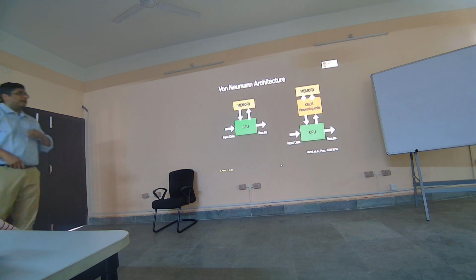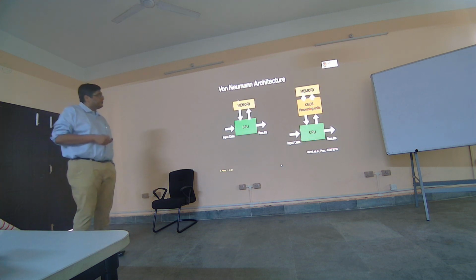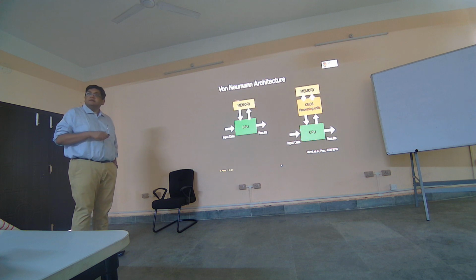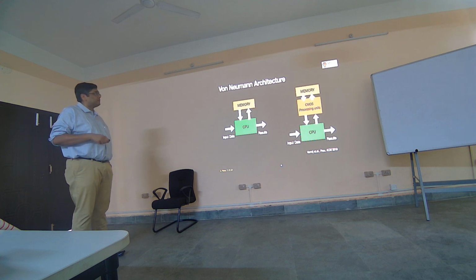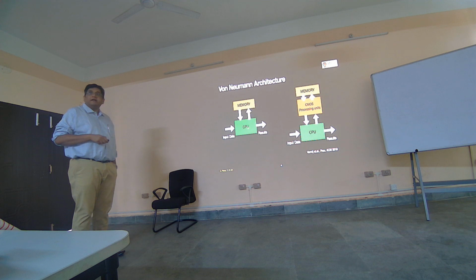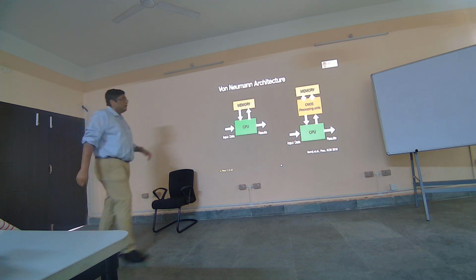So here's what we are trying to do, right? If you think about traditional computers, this is what the traditional computer looks like. This is the von Neumann architecture, where essentially you have a CPU, you have a memory, you have input, you have results. Every time data comes in, the CPU accesses data from the memory, processes it, sends data back to the memory, then sends the results out.